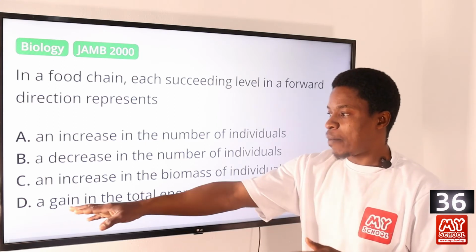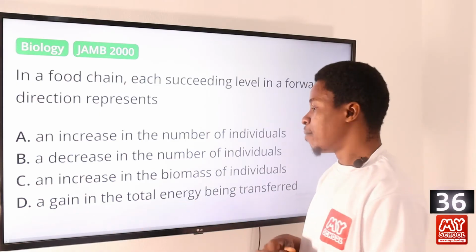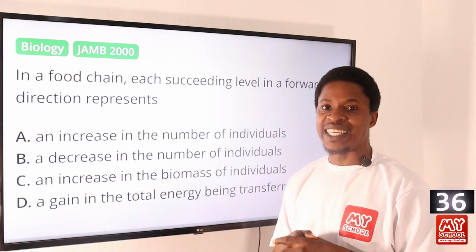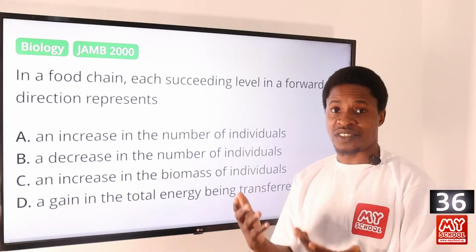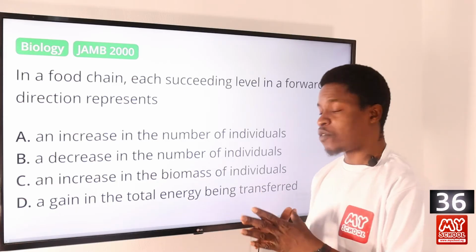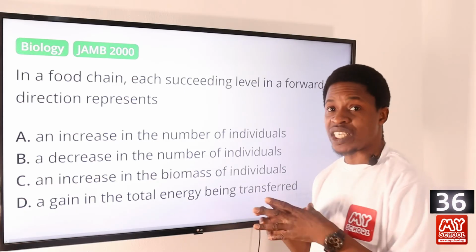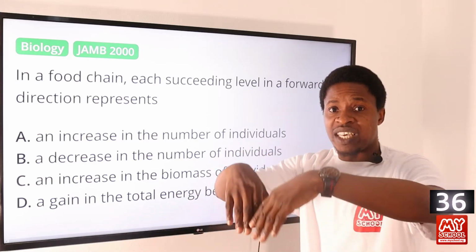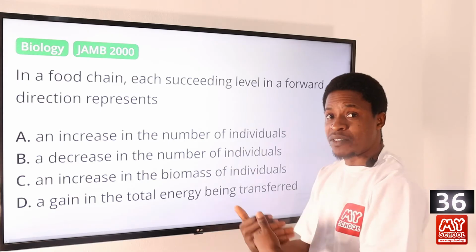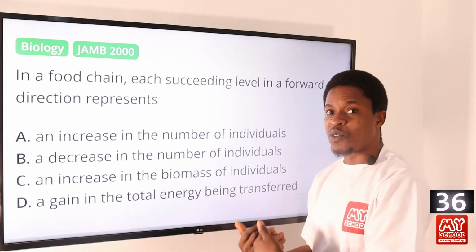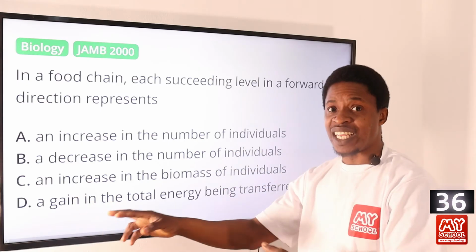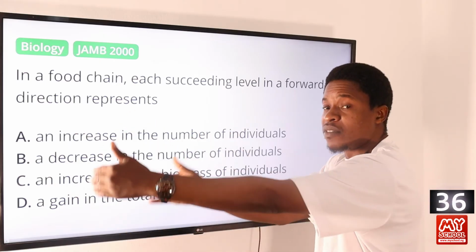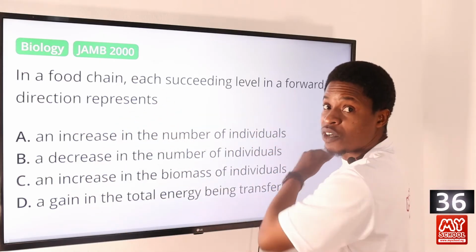Okay, and then we talk about the gain in the total energy being transferred. When the energy is being given up, there will be loss of what? Of total energy that is being transferred. So it is not gaining, because energy is being given off directly to another organism that takes it in, and then there's transfer. So the energy is not going to be gaining; rather, it will be lost from the level because we are moving in the forward direction.